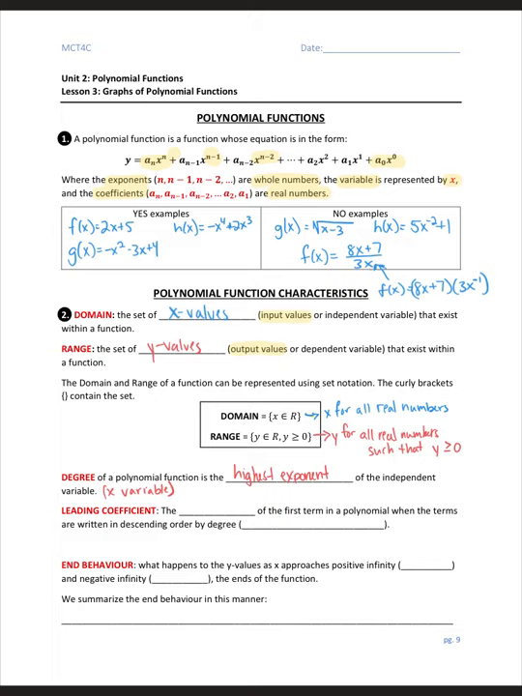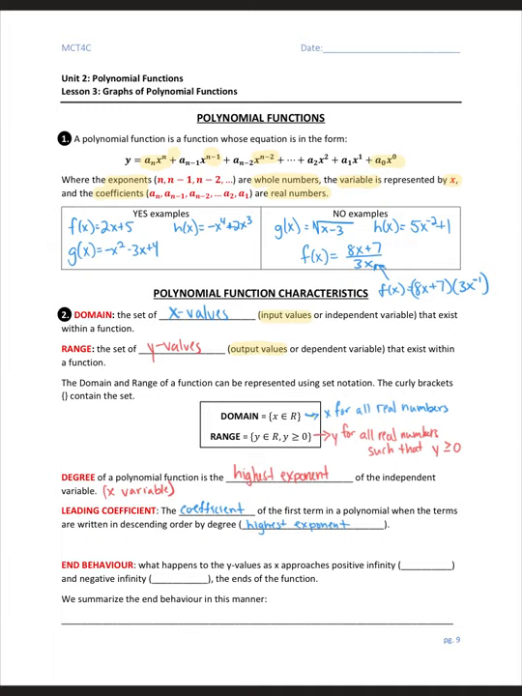The leading coefficient is the coefficient, or the number, of the first term in a polynomial when the terms are written in descending order by degree. So it's the coefficient on the variable with the highest exponent. When we were talking about the degree, whatever coefficient is on that variable with the highest exponent is our leading coefficient.